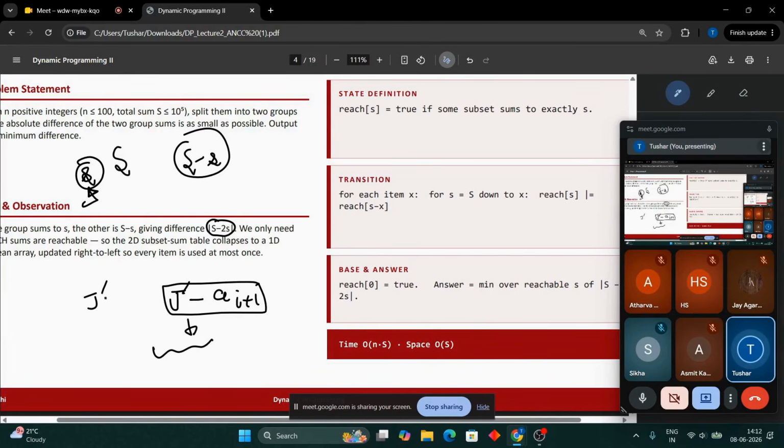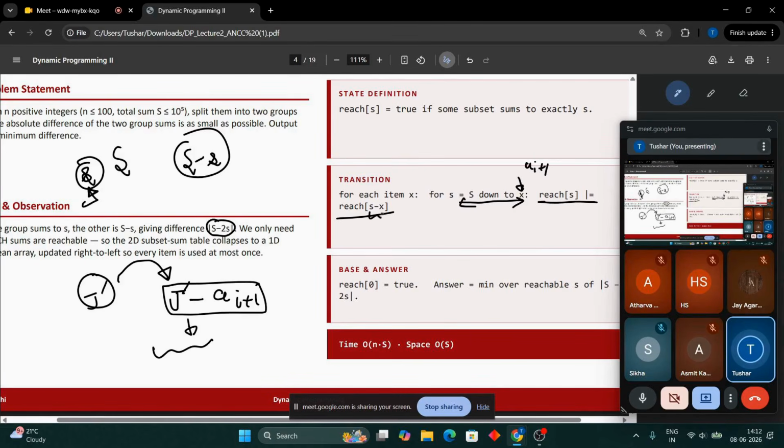Since j prime depends on j prime minus a[i+1], we'll transition backwards, from S downward to x. Here x is the a[i+1] number, and it is the minimum sum involving any subset that includes the i plus 1th number. So this will be our transition equation.